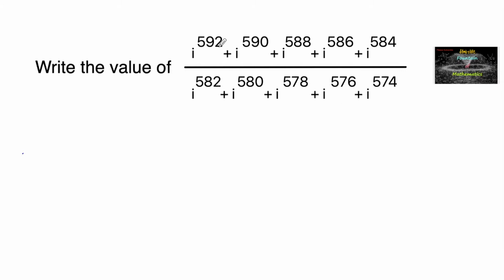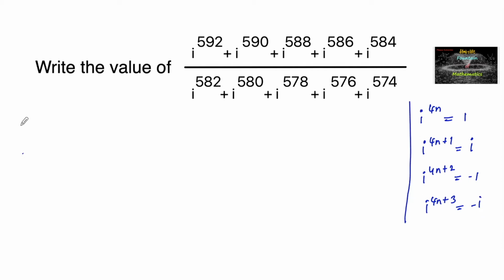Write the value of i to the power of 592 plus 590 and so on up to 584, upon i to the power of 582 and so on up to i to the power of 574. They are consecutive even powers, and let us use the concept: i to the power of 4n is equal to 1, that is, when the power of i is divided by 4 and the remainder is 0, we get 1. i to the power of 4n plus 1 is equal to i, when the remainder is 1. i to the power of 4n plus 2, when the remainder is 2, gives i square, that is minus 1. When the remainder is 3, that is 4n plus 3, it equals minus i.